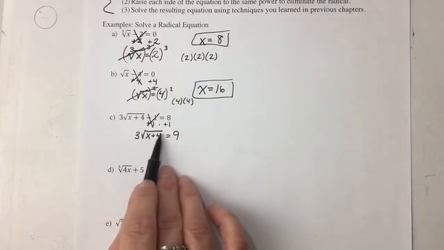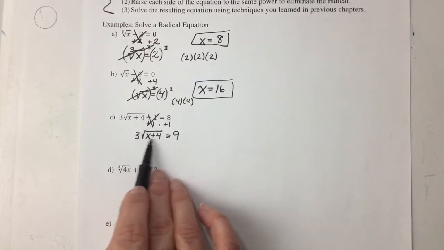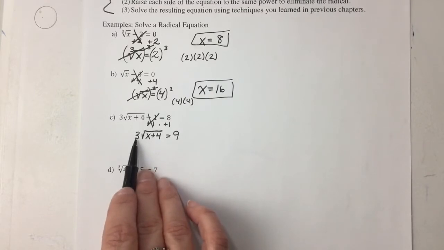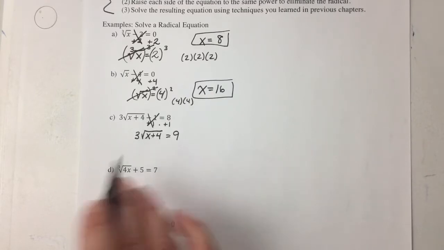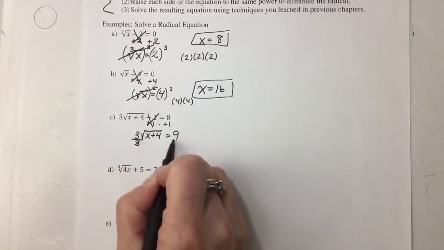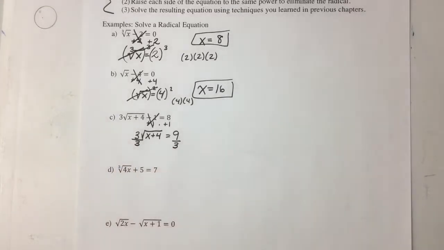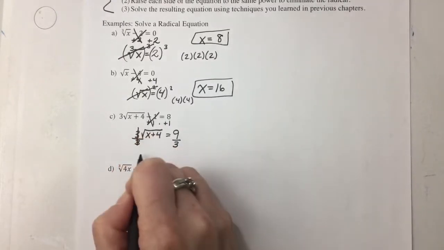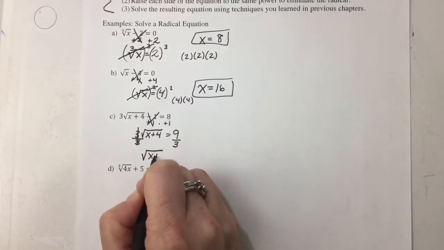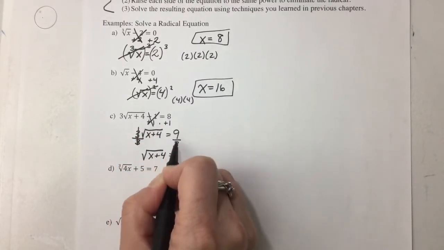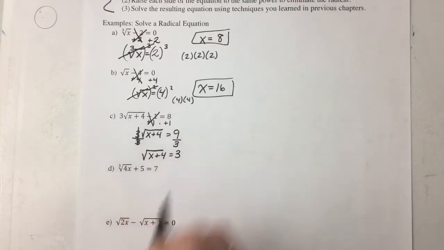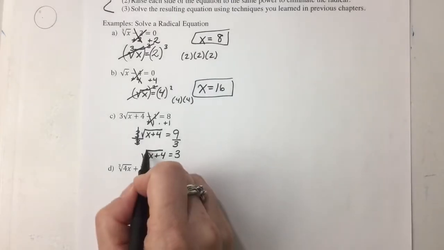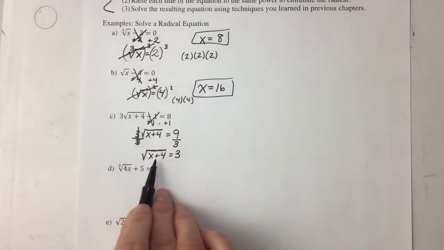This is not isolated yet. I need just the symbol and what's underneath, so I need to get rid of this 3. This is 3 times the square root. In order to undo multiplication, you do the opposite operation, which is dividing. 3 cancels a 3. So the square root of x plus 4 equals 9 divided by 3, which is 3. Okay, so that is step 1. So far what we've done is isolate our square root and what's underneath.